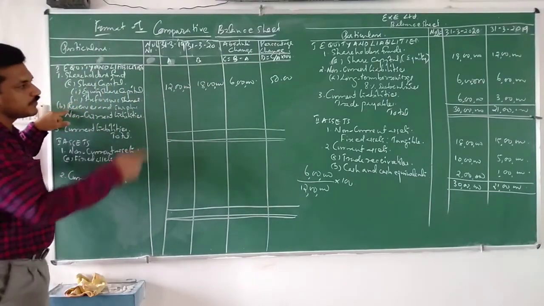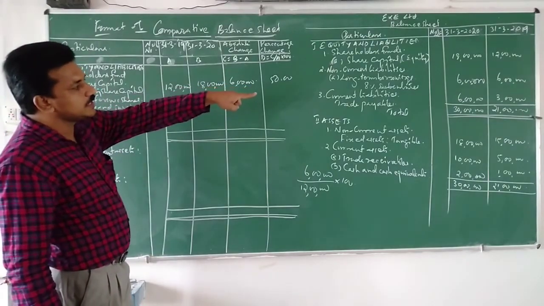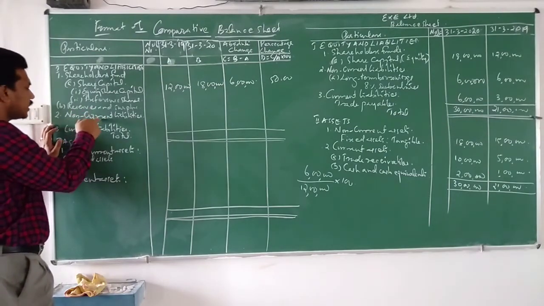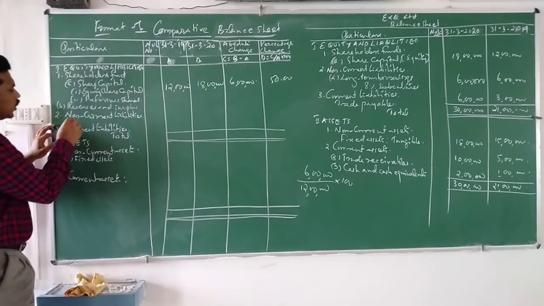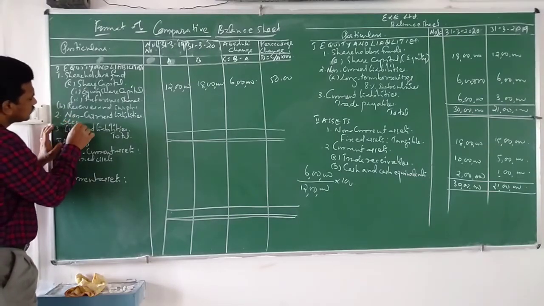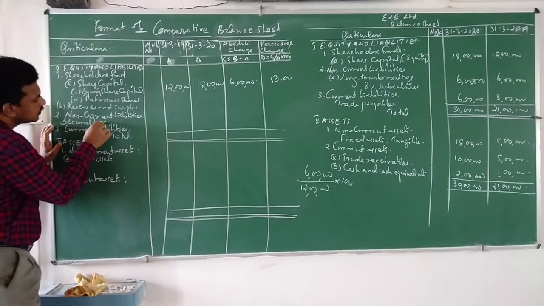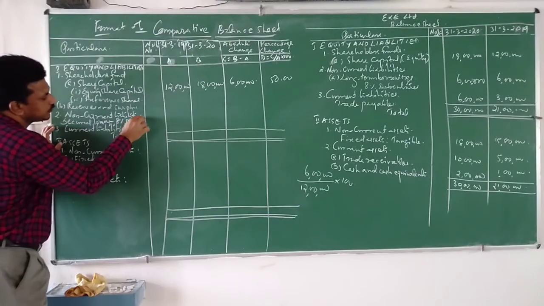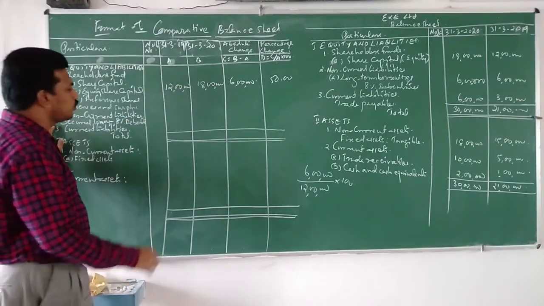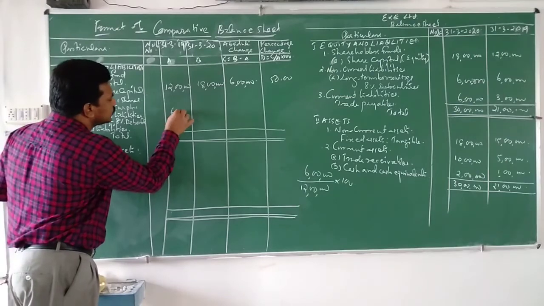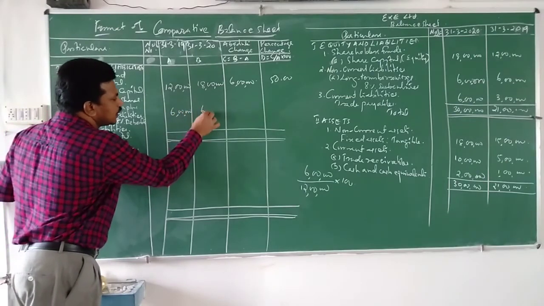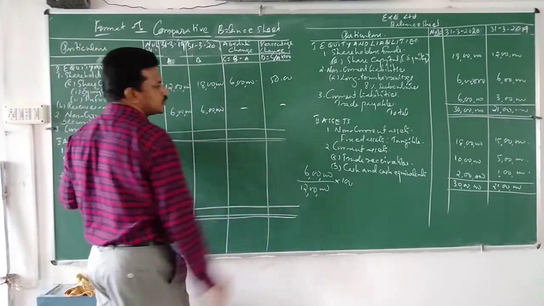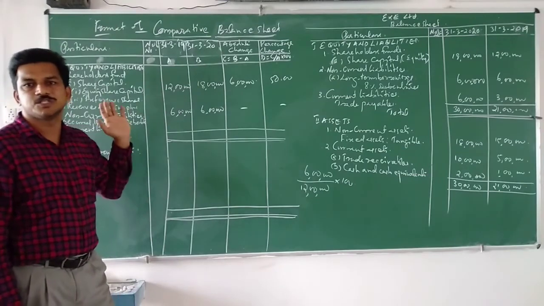Next item, what is there? Long-term borrowings, in that debentures. We have non-current liabilities. In non-current liabilities, we can write secured loans, then 8% debentures. 8% debentures how much? 6 lakh each. 6 lakh for the previous year. Current year also 6 lakh. So there is no change and there is no percentage change also.